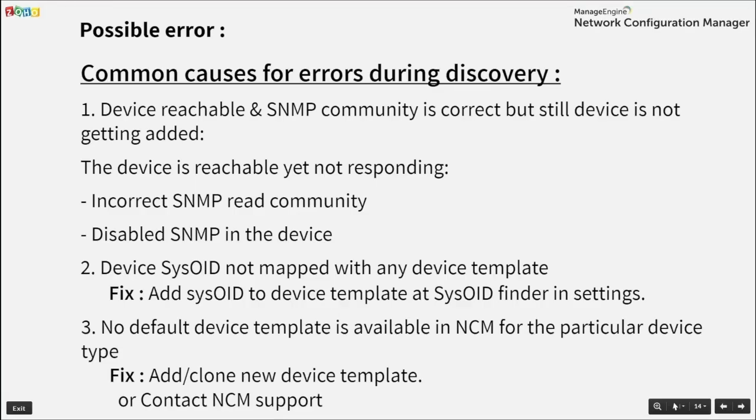So these are the possible errors that might occur while you're trying to discover devices into NCM. The device might be reachable and the SNMP community might also be correct, but the device is still not getting added. This could be due to an incorrect SNMP community, or if SNMP is disabled in the device. So you have to go back to the device or log in through TELNET and enable SNMP in this device to fix this.